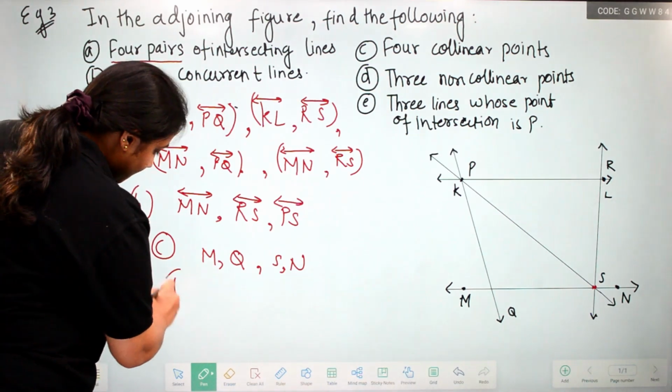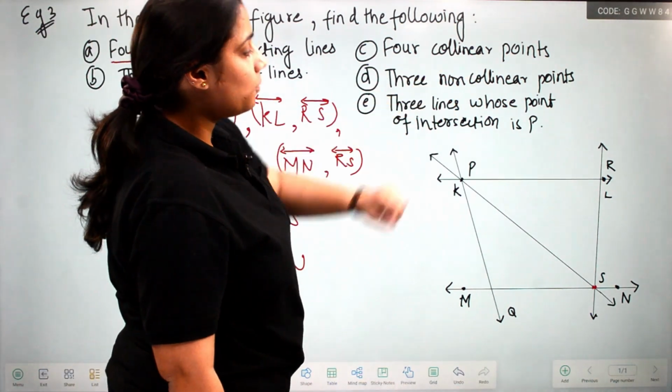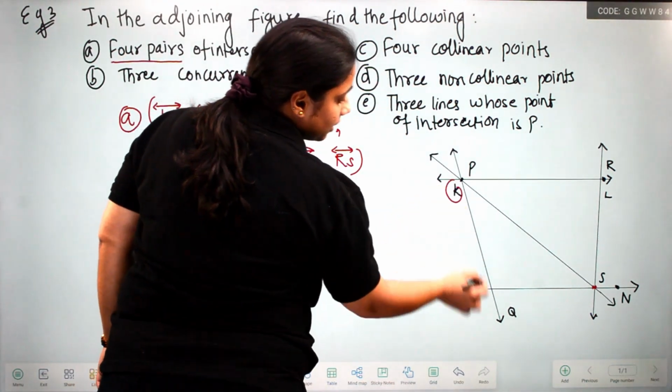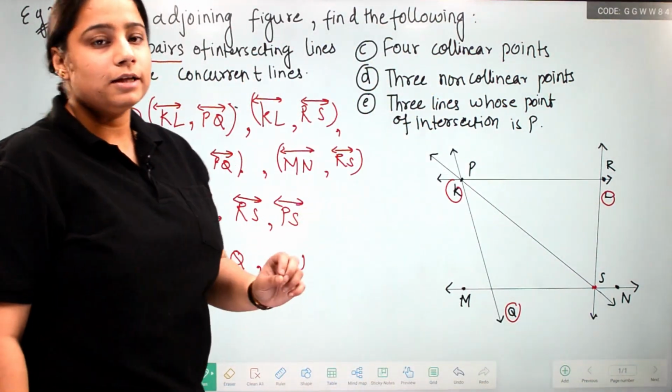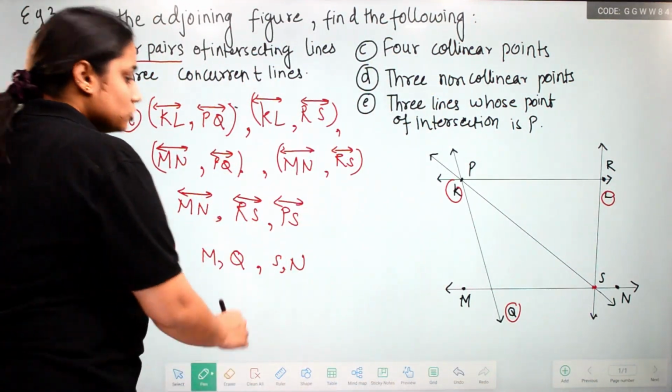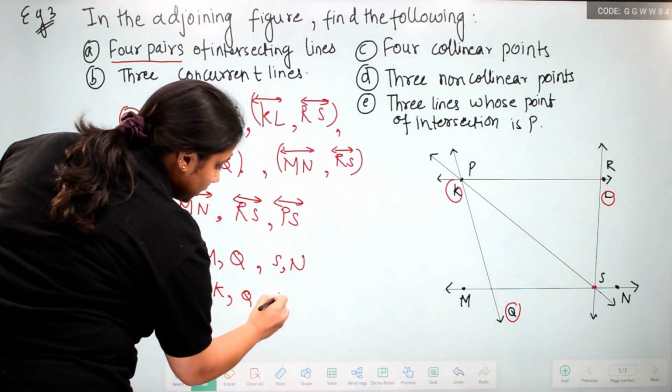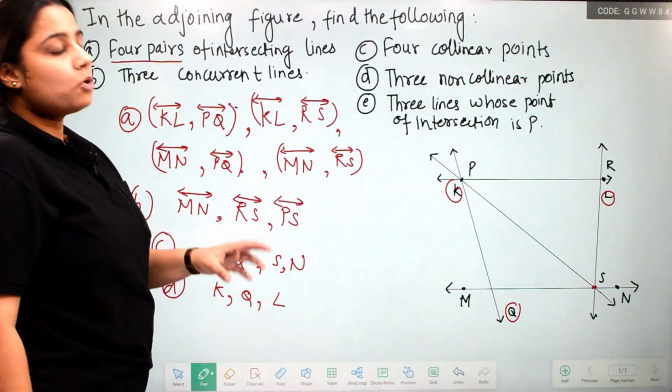Now part D. In D we have 3 non-collinear points. We can see that this K, this Q and this L do not lie on the same line, hence they are non-collinear. So K, Q and L are the non-collinear points.